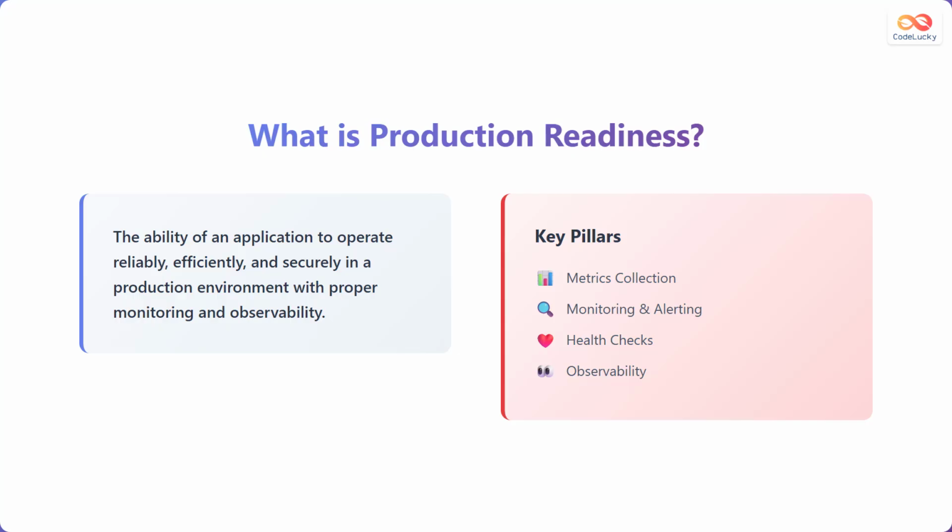Metrics collection involves gathering quantitative data about your application's performance and behavior. Monitoring and alerting help you stay informed about your system's state and notify you when issues arise. Health checks ensure your application can communicate its operational status to orchestration systems like Kubernetes. Finally, observability provides deep insights into your system's internal state, helping you understand not just what is happening, but why it's happening.